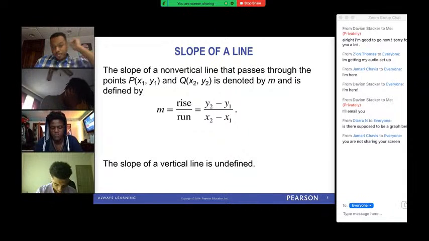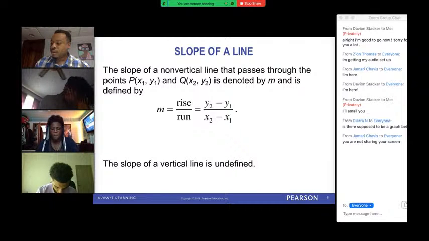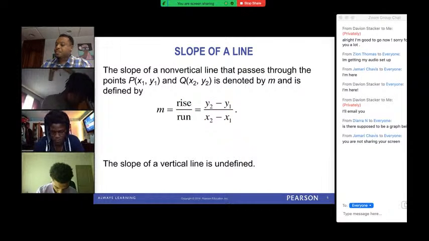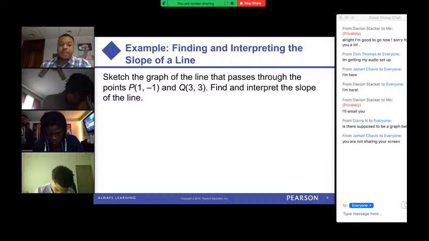these formulas, right? So again, the slope formula is change in y over change in x. So that's going to be a rise over a run, y2 minus y1 over x2 minus x1. Okay, and the slope of a vertical line is undefined. Okay, so this example asks us to sketch the graph of the line that passes through these points, and then find and interpret the slope of the line.